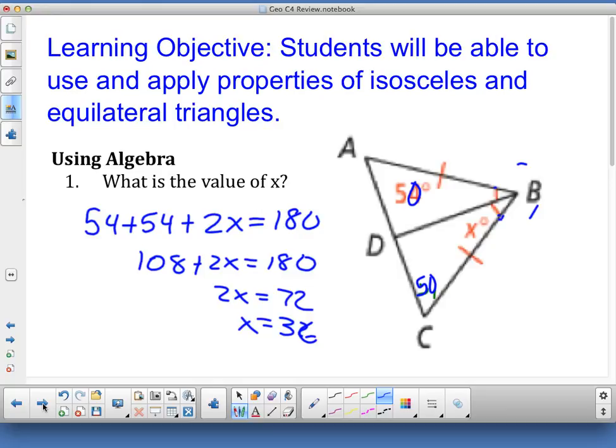Okay, when we look at that, now let's talk about some properties, because maybe it is. Called it an angle bisector. What type of triangle do we know this to be?